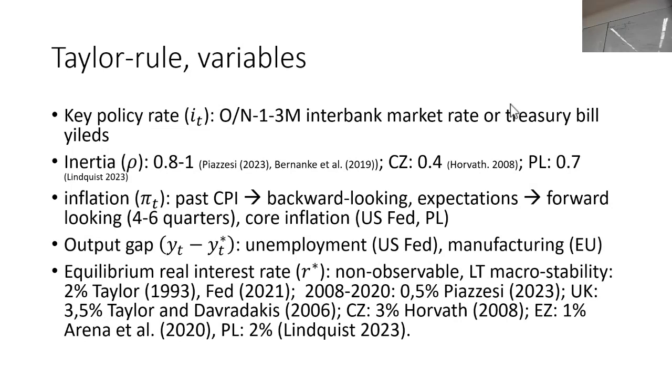Equilibrium interest rate. This is a non-observable, long-term, maximum-stability-providing variable, which was assumed to be 2%, but nowadays, if you are checking different data, we can see that it's 0.5%, 1%. In emerging economies, it can still be considered as 2%, but yeah.